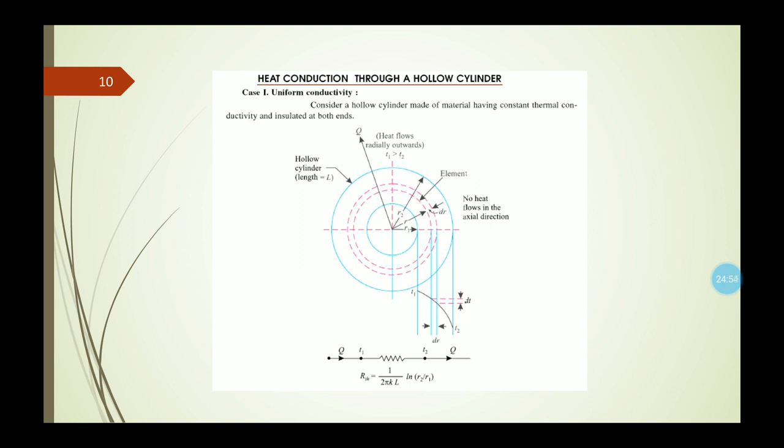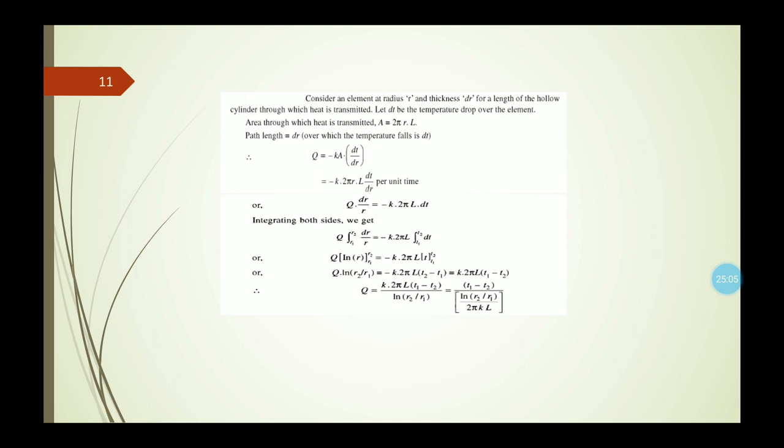So this is the final formula that we will derive in the next page. A number of methods are there to calculate the heat transfer, so let us discuss one of them. Consider an element at radius r and thickness dr for a length of the hollow cylinder through which heat is transmitted. Let dT be the temperature drop over the element.